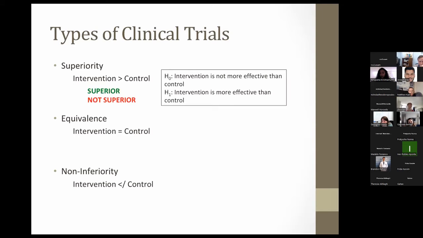My H0 would be the intervention is not equivalent to the control, and H1 is that it is equivalent to the control.